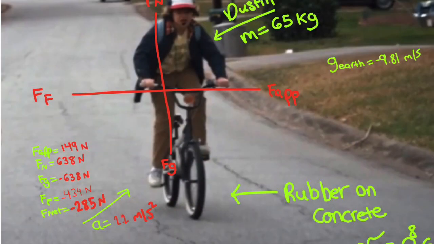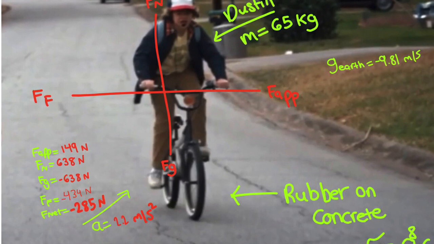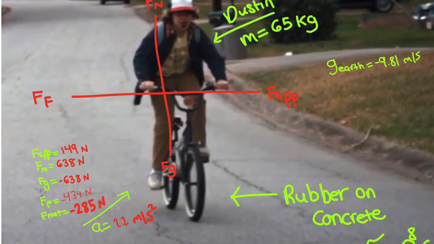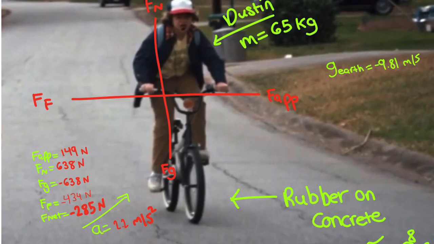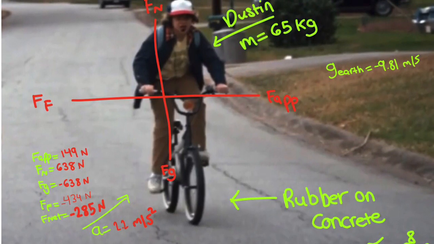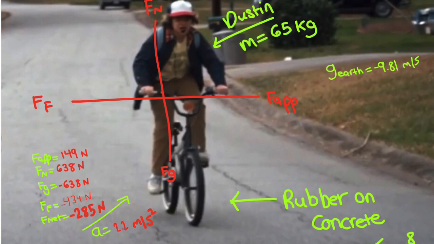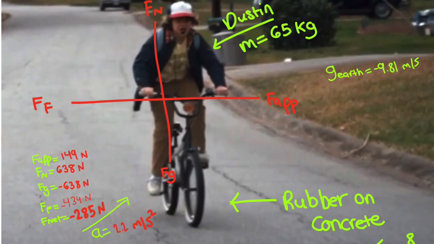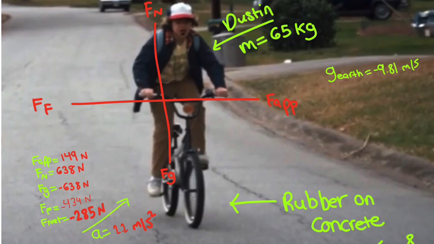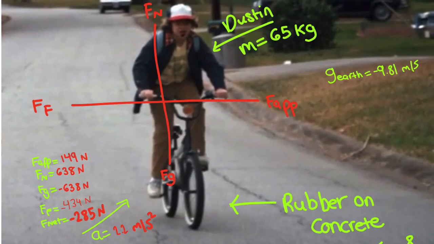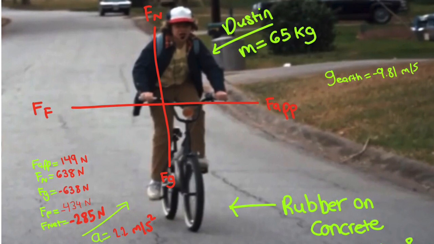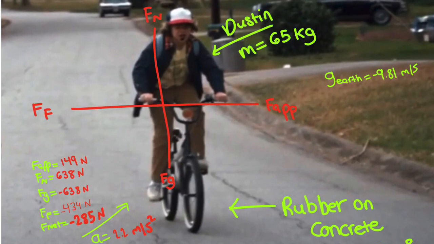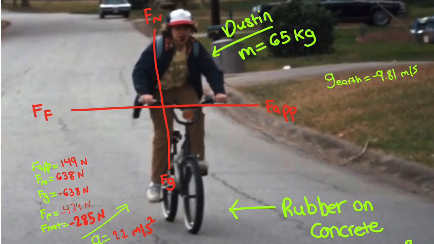Copy, Elman. To find the forces while Dustin is riding his bike in this scene, the first step is to make a key. So, the values we already know is that Dustin weighs 65 kilograms. The gravity on Earth is negative 9.81 meters per second squared. And we can find out the coefficient of friction by looking at our reference table. Since Dustin is riding his bike, which has rubber tires, on concrete, the coefficient of friction will be 0.68.